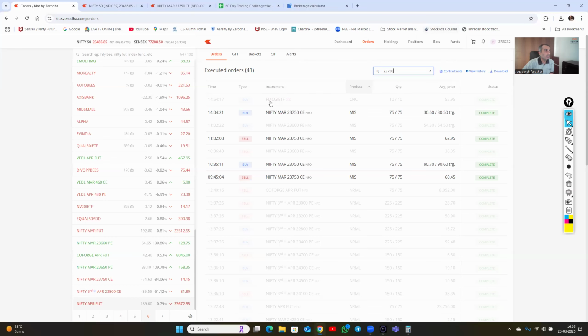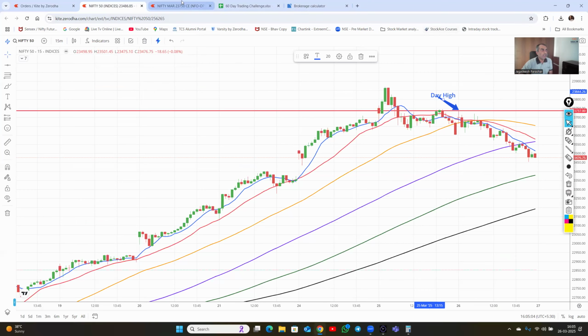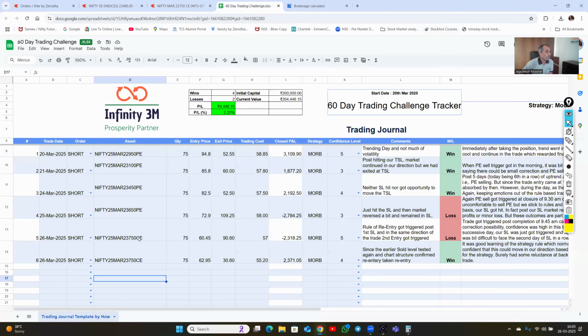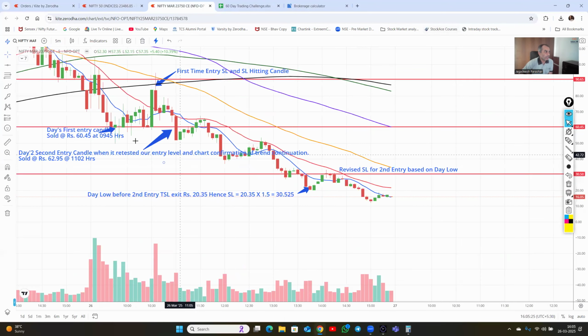Okay, so we'll go to the chart first directly. We got the entry at 9:45, the entry candle, basically selling the call. As you see in the trade log, the 23,750 call was sold. There are two trades for the day, so I'll explain the logic behind this. This is the day's first entry candle.